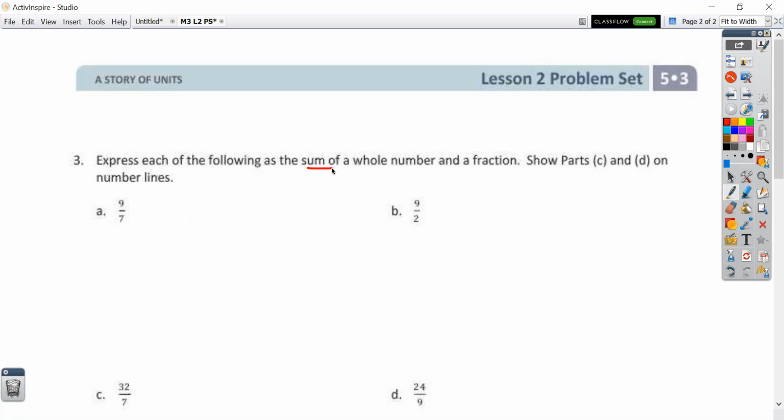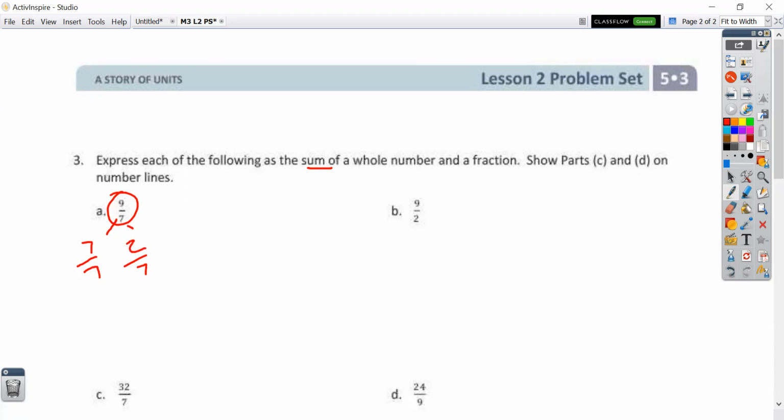using addition, showing addition. So what I want to do is go back to some 4th grade skills of using a number bond and pulling out the wholes. Well, how many wholes can we pull out of 9/7? How many 7/7 can we take out of 9/7? Well, we can only take 1 7/7, which would leave us with 2 7ths.